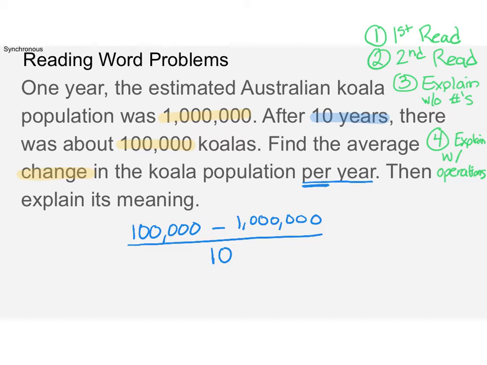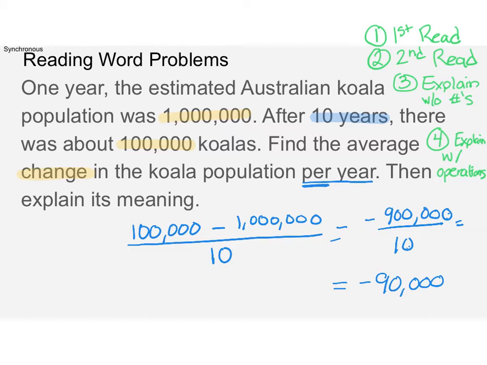So if I have 100,000 minus 1 million, that would give me negative 900,000. And that would be over 10. And if I continue that, then I would get that equal to, I guess I should put it down here, negative 90,000. When you divide by 10, right, just a zero will be taken off.